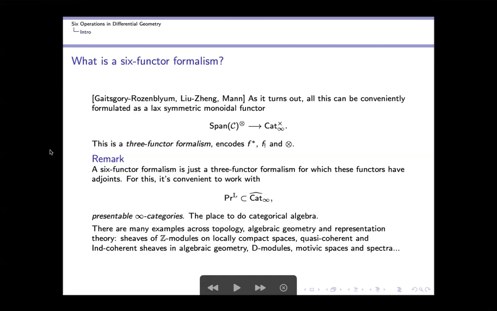There is a plethora of six-functor formalisms. This formalism encodes all the functorialities that cohomology theories enjoy. These give you powerful categorical invariants in motivic homotopy theory, étale homotopy theory. They can be used to define topological quantum field theories.